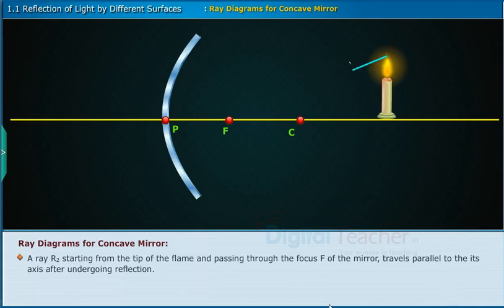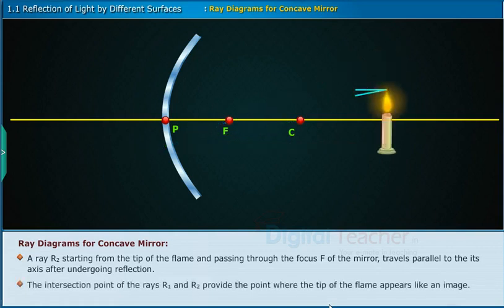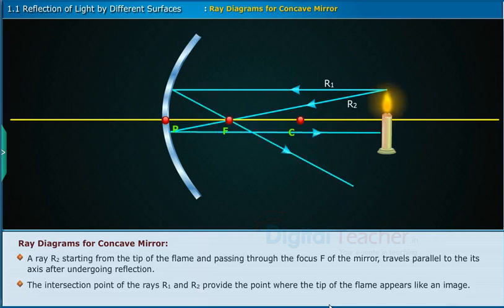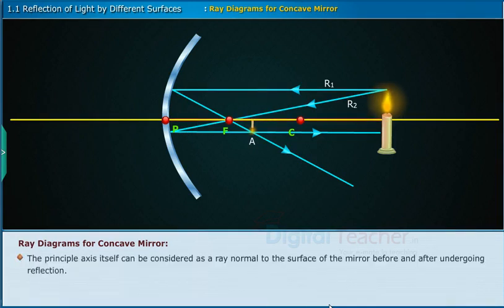A ray R2 starting from the tip of the flame and passing through the focus F of the mirror travels parallel to its axis after undergoing reflection. The intersection point of the rays R1 and R2 provides the point where the tip of the flame appears as an image. The principal axis itself can be considered as a ray normal to the surface of the mirror before and after undergoing reflection.